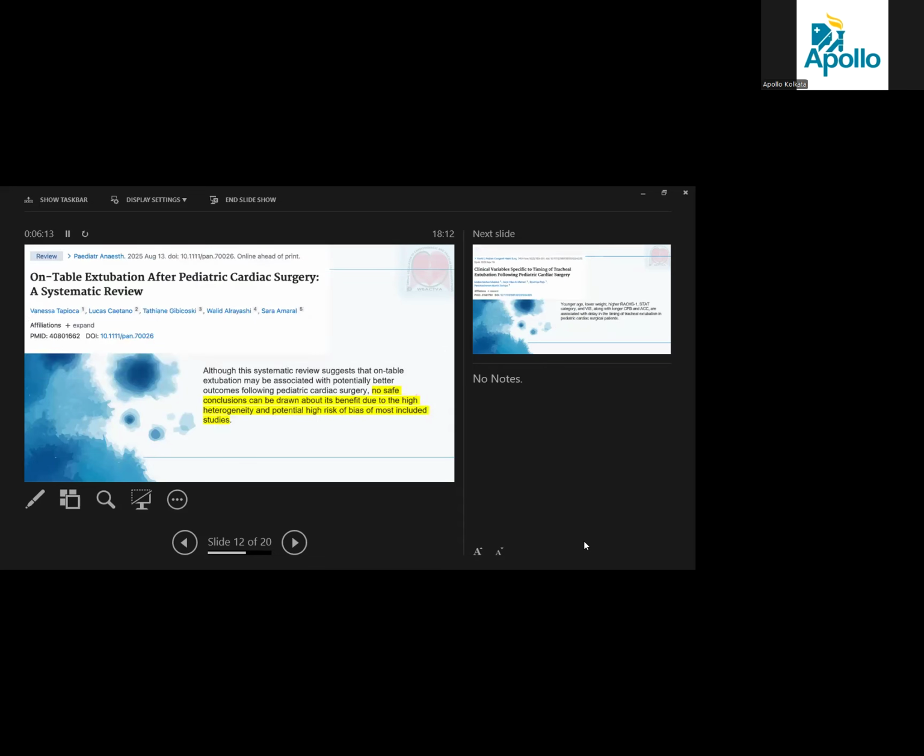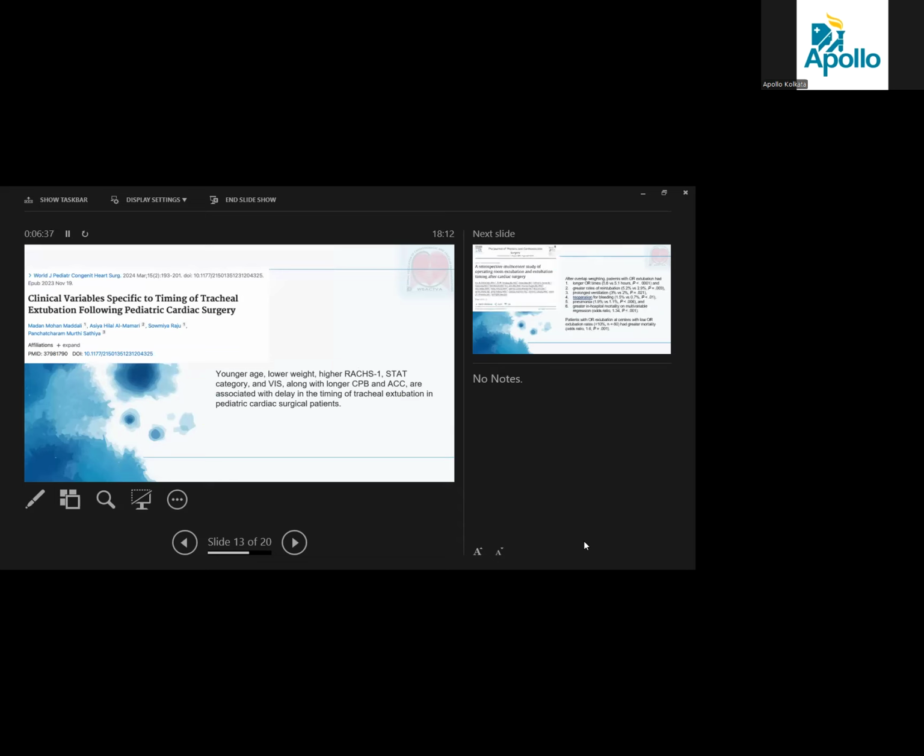And I believe you can also say there is no safe conclusion to be drawn about the benefits due to high heterogeneity found in the studies that predict a better outcome in on-table extubation. The methodologies are more often flawed, skewed, and very biased in the studies that profess on-table extubation.